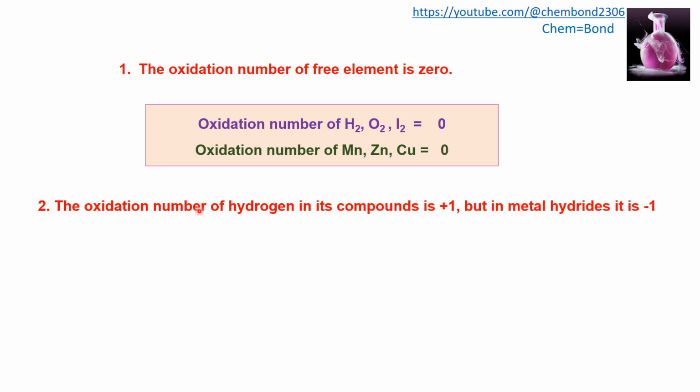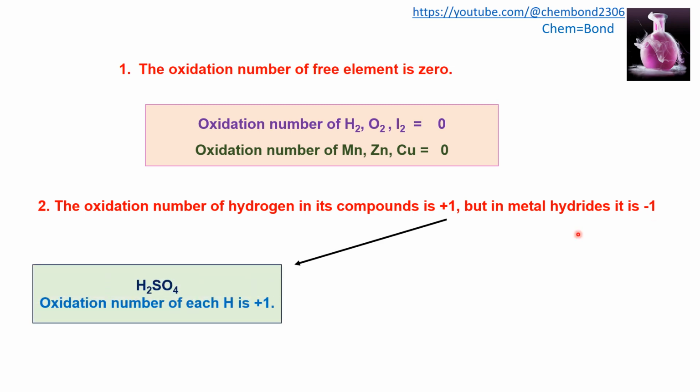The oxidation number of hydrogen in its compounds is plus 1, but in metal hydrides it is minus 1. In the case of plus 1, we will take the example of sulfuric acid, H2SO4. In this case, each hydrogen has plus 1. There are 2 hydrogens, so in sulfuric acid hydrogen has plus 2 in total, but each hydrogen has a plus 1 charge.